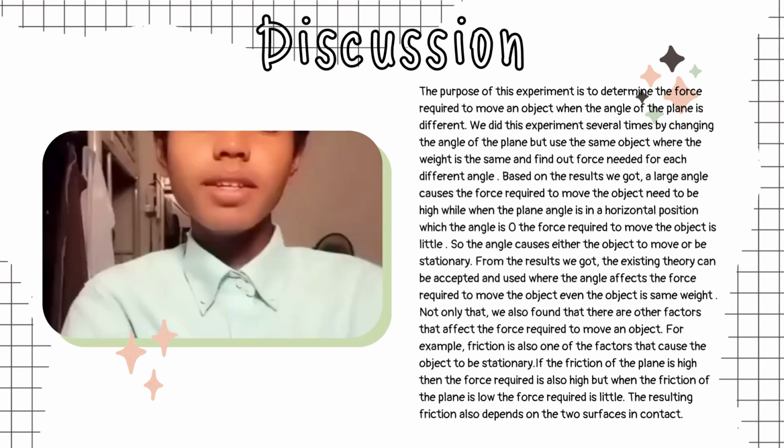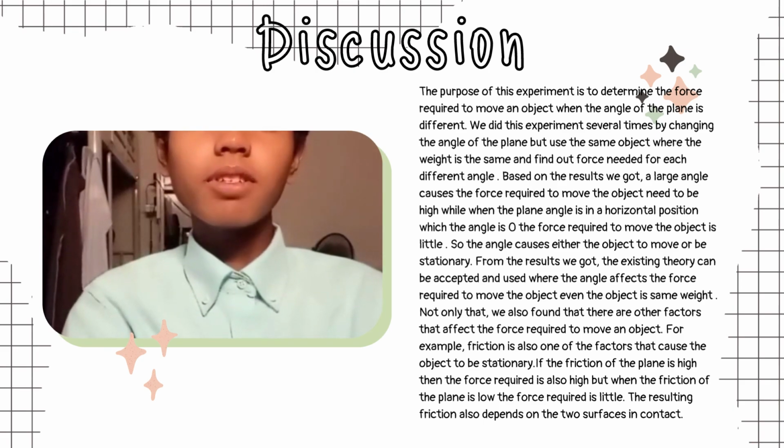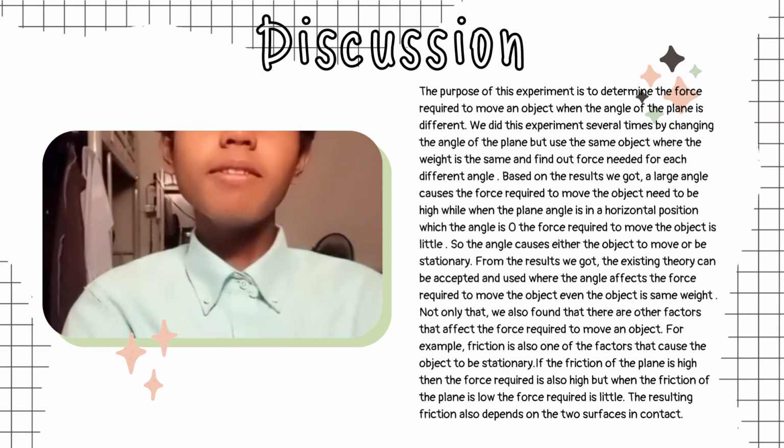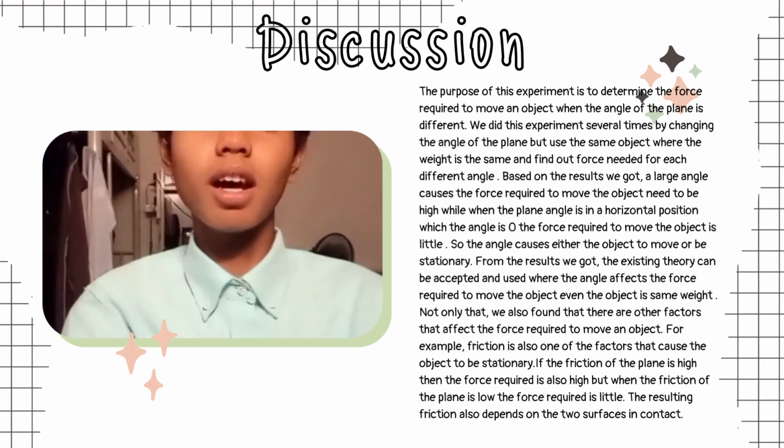Discussion. The purpose of this experiment is to determine the force required to move an object when the angle of the plane is different. We did this experiment several times by changing the angle of the plane, but used the same object with the same weight, and found out the force required to move the object for each different angle.